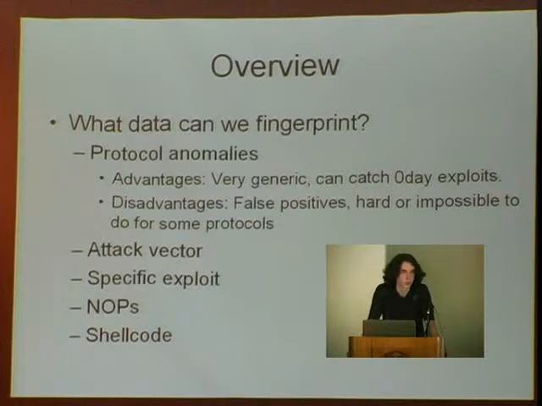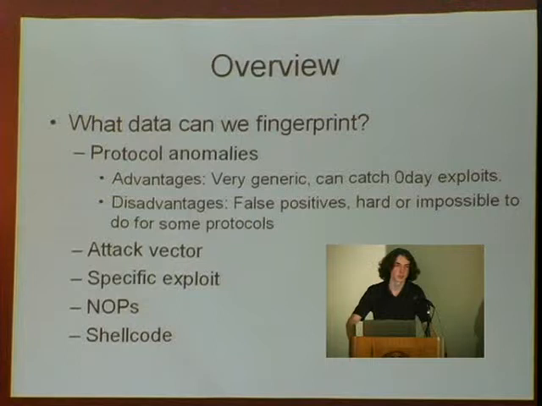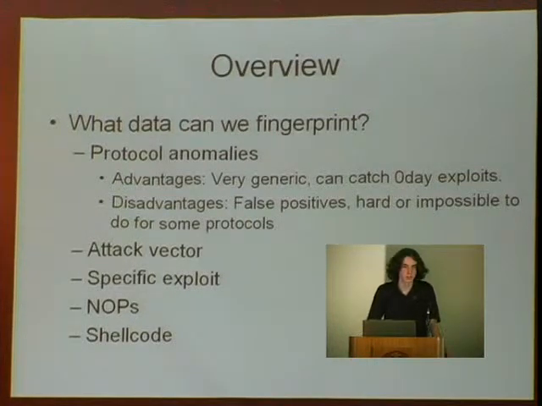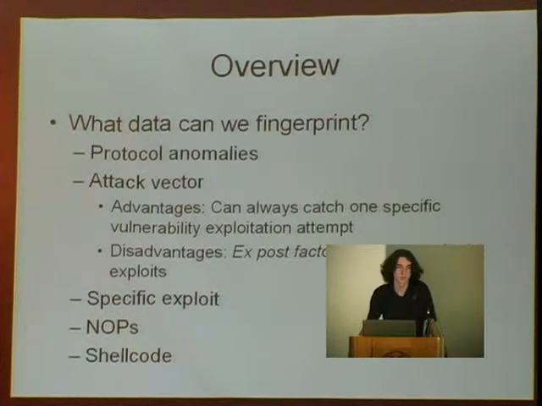The advantage of fingerprinting protocol anomalies is that it's very generic, and it can catch a lot of zero-days because a lot of times you just can't avoid having long binary strings. There's just nothing you can do about it. The disadvantage is that it creates a lot of false positives. Not every strange little thing going on is necessarily an exploit, so you might have to do a lot of digging if you have a lot of protocol anomalies going on. It may also be hard or impossible to do for some protocols. If you're doing encrypted links, it's going to be pretty hard to do any sort of protocol anomaly detection there. The next one is attack vectors.